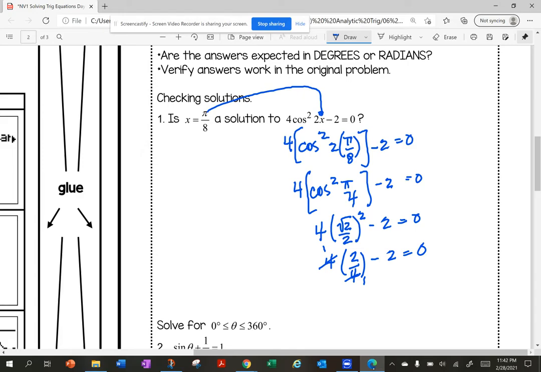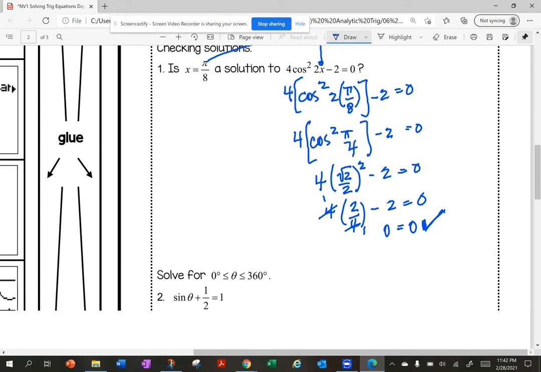So I get 2 minus 2 equals 0. So I get 0 equals 0. So that checks out. So I verified that. So yes, x equals pi over 8 is the solution for this equation.